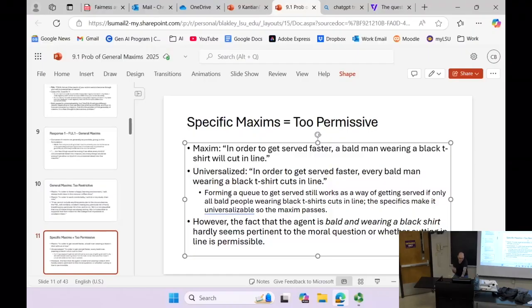Notice that the fact that it's a bald guy in a black t-shirt doesn't seem to be really relevant to the morality of the question. Is this a contradiction of will? Well, here not yet, because they're going to show that both too specific and too general give us problems. But I'll come back to that difference.